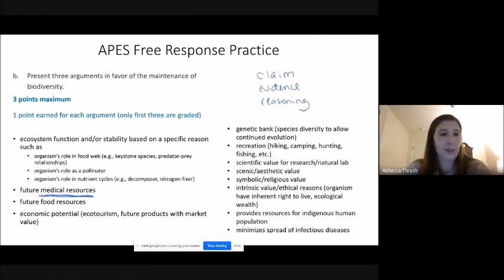So again, you can't just identify, you've got to go through the entire process of making a claim and then using reasoning to sort of support it.